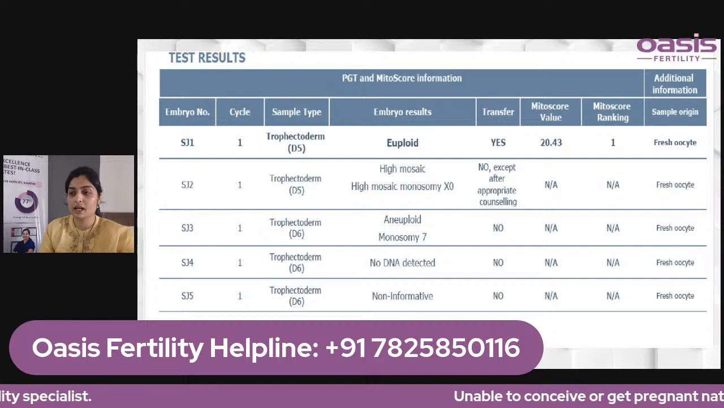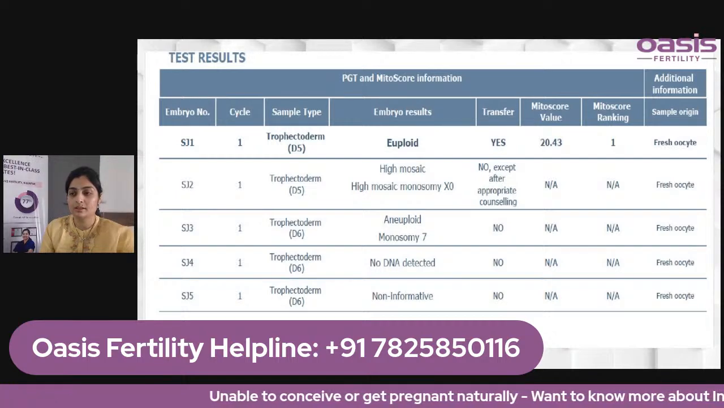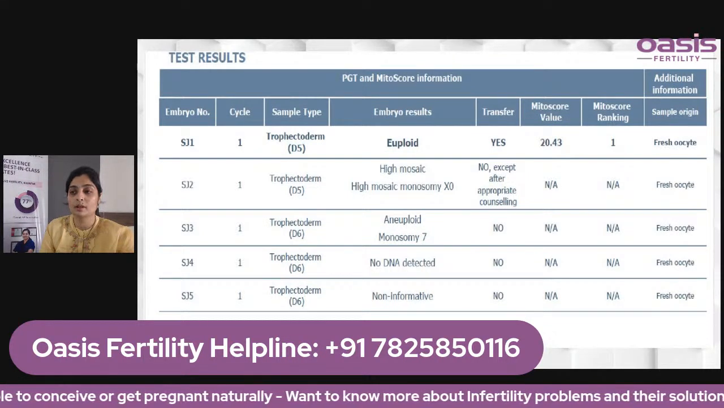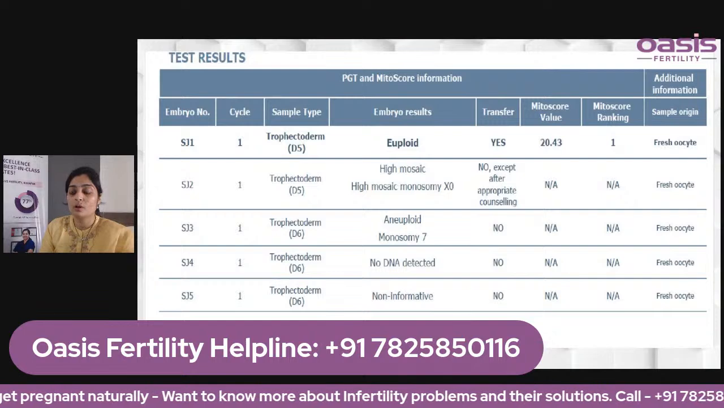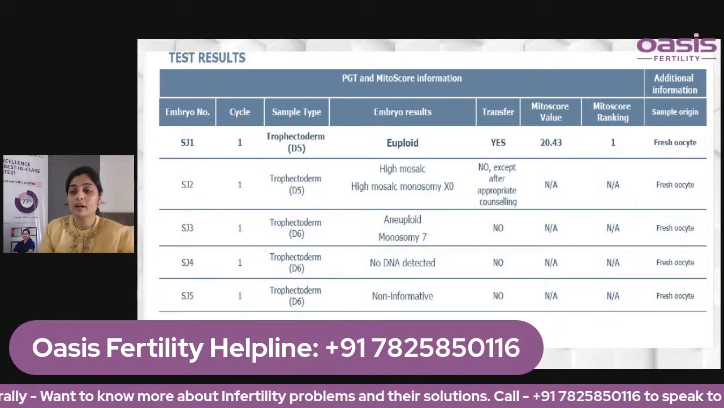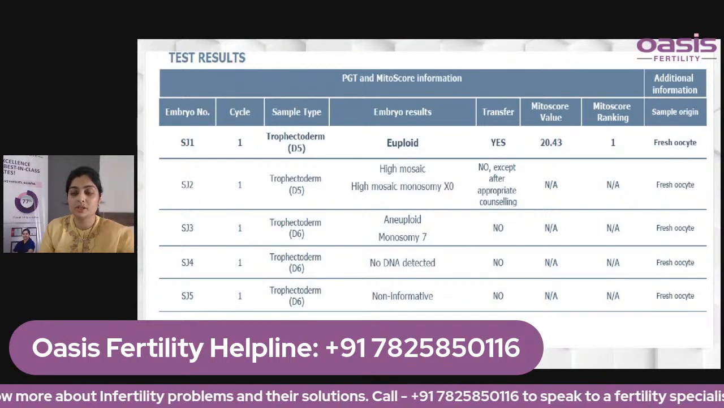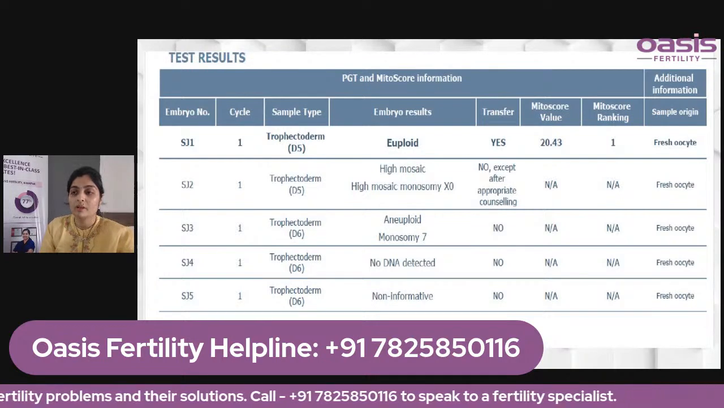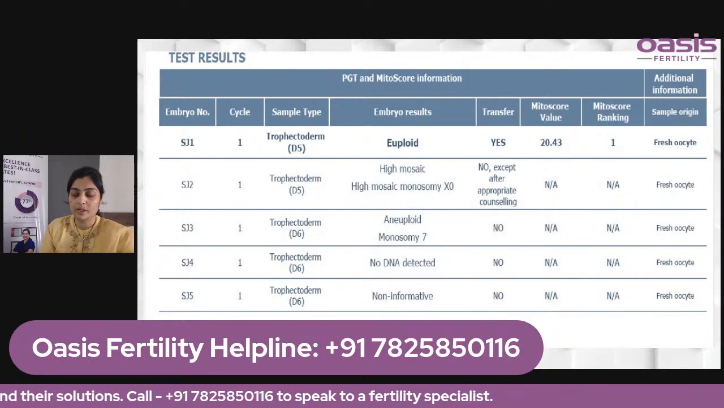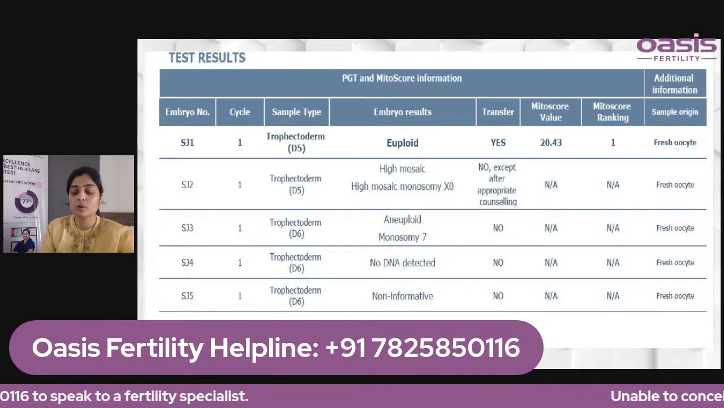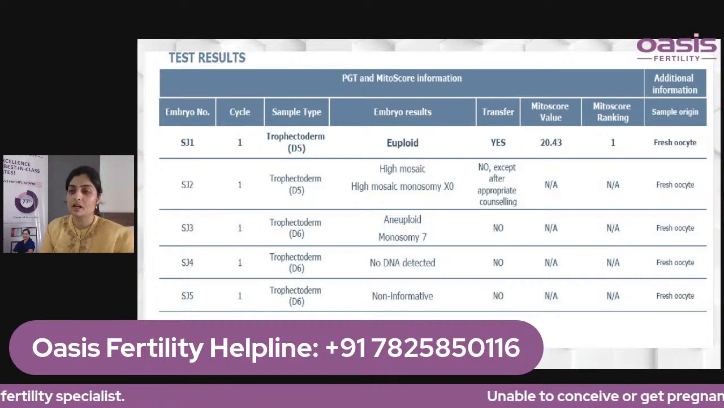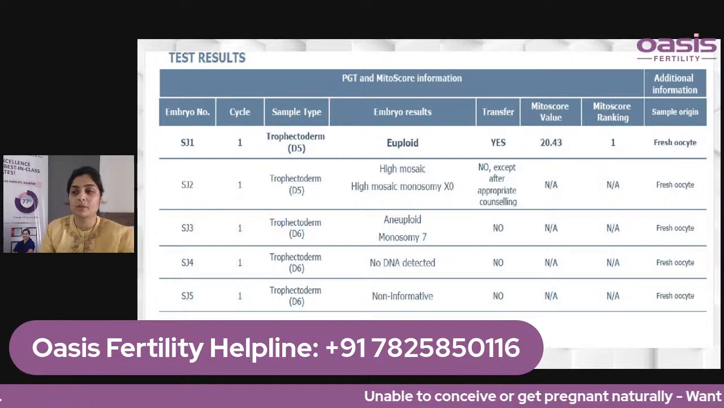So this is another test result, with the same sample type and so on. Here it is showing there's only one euploid out of all these embryos. See what would have happened if PGT hadn't been done previously: we would have ended up transferring all these embryos and wasting our time. So now we have PGTA results in our hand, and this euploid embryo can be transferred.